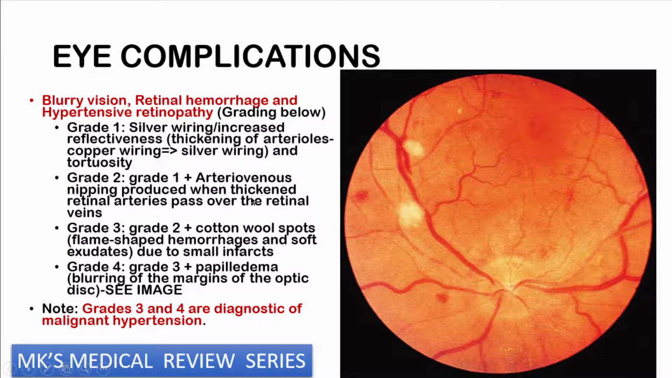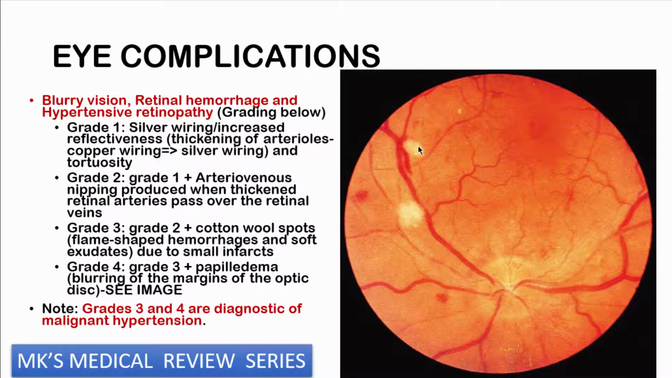So it's kind of like someone has nibbled away at the blood vessels. Then grade 3 is what you have in grade 2, plus you have these cotton wool spots, which are depicted also here. And these cotton wool spots are pretty much flame-shaped hemorrhages and soft exudates. These are often due to small infarcts.